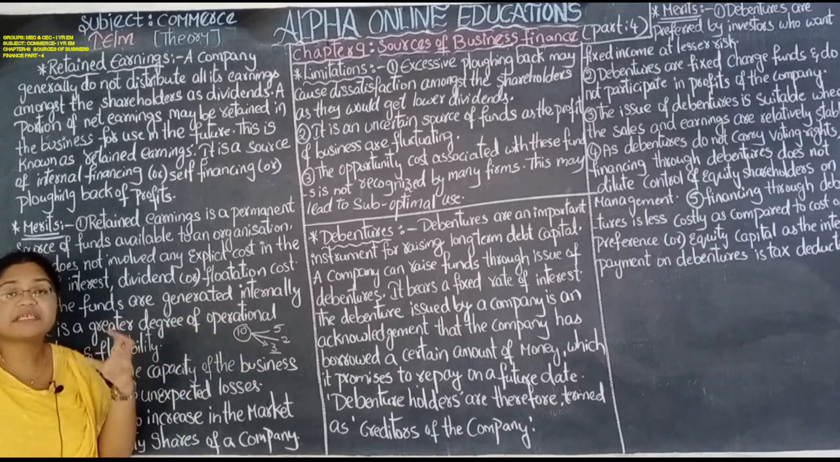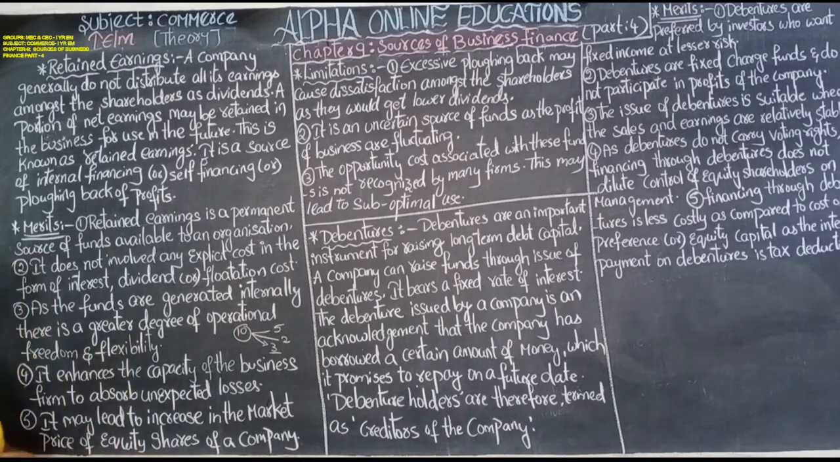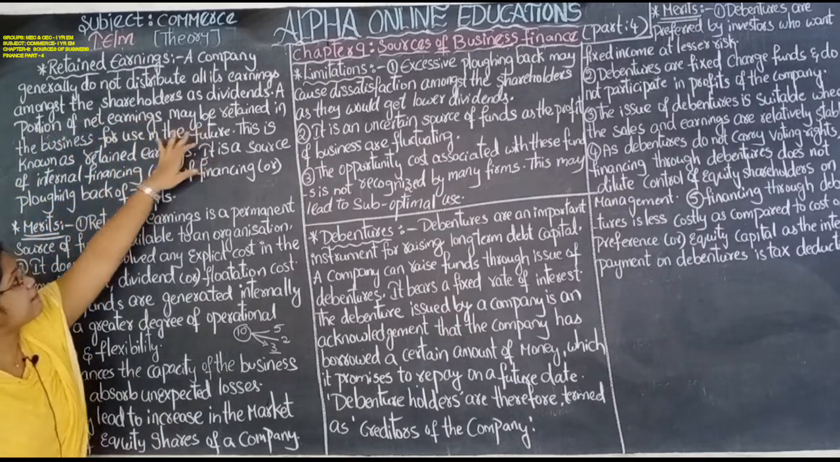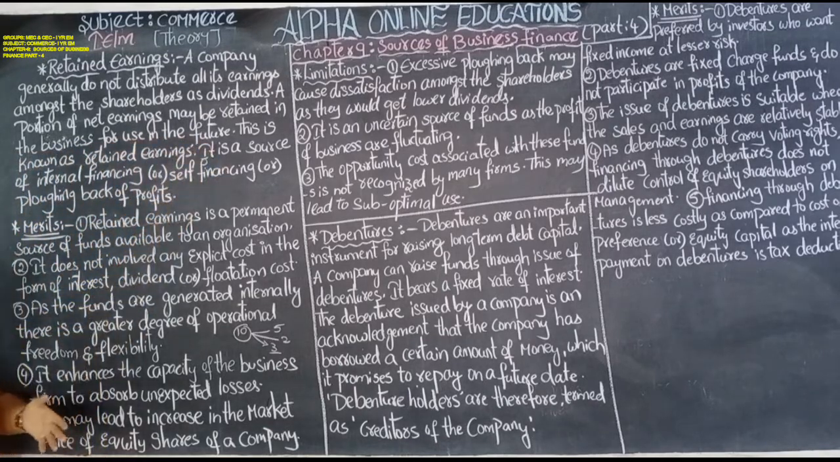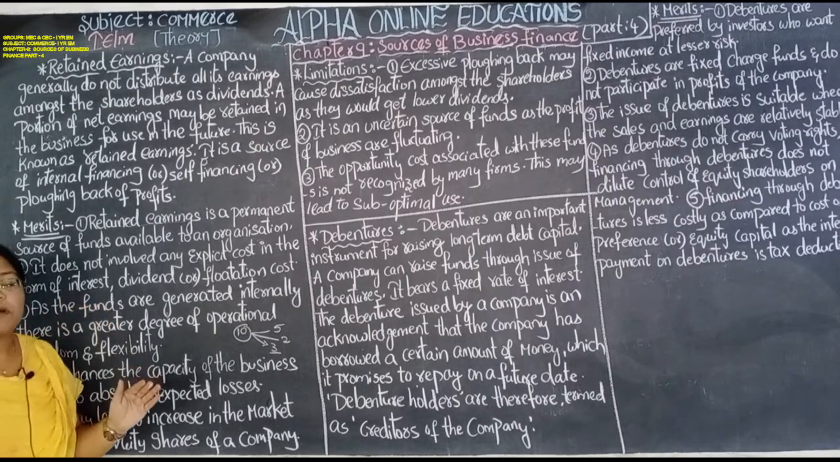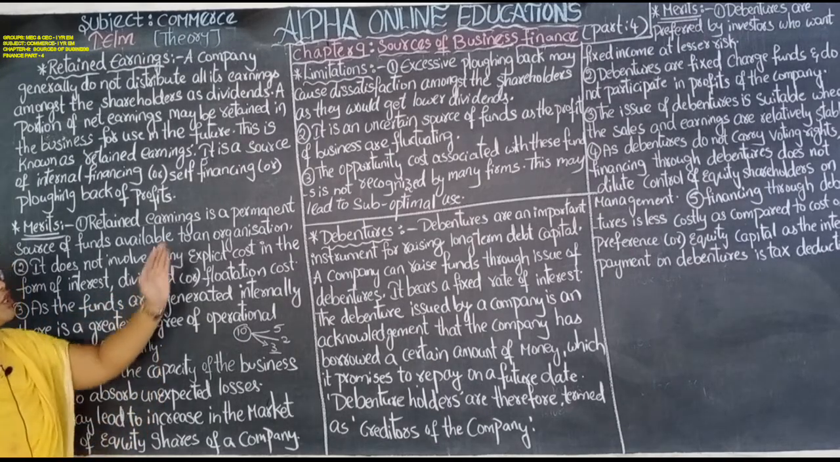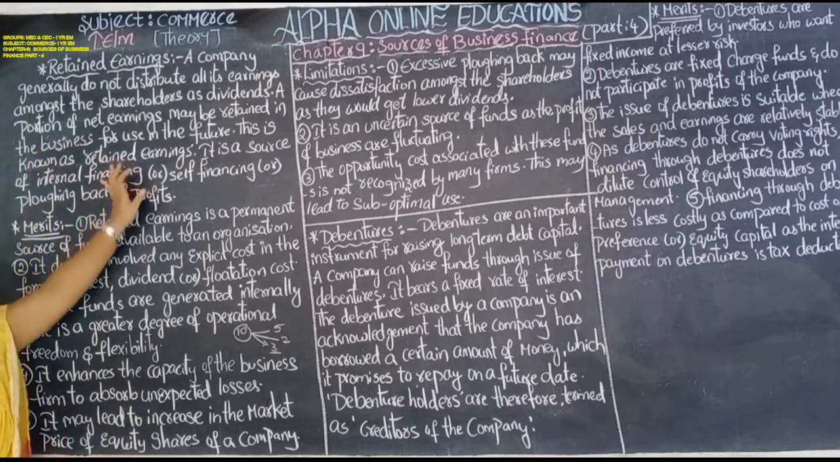They will save a certain amount for the future use. Okay, a proportion of the net earning may be retained in the business for the use in the future. So whatever portion has been saved for the future purpose, it is used for the future. This is known as retained earning.